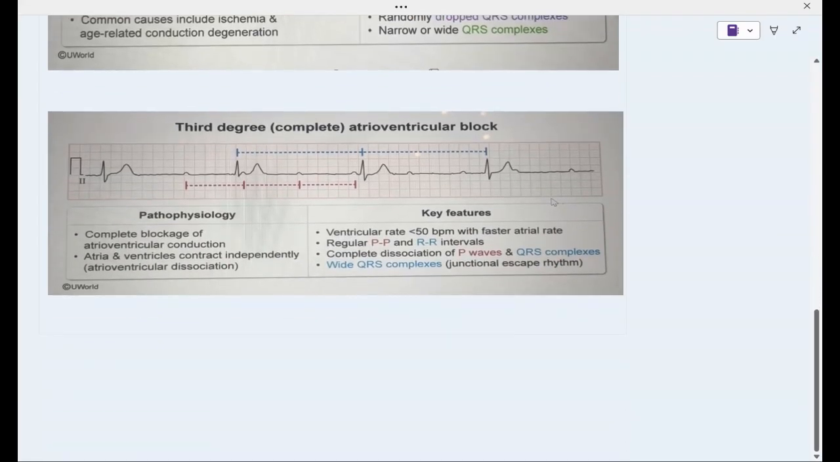Okay. Now we have third degree, that is complete AV block. Here there's a complete blockage of the atrioventricular conduction, so the atria and ventricles contract independently of each other. So there is an atrioventricular dissociation. The ventricular rate is usually less than 50 beats per minute, and the atrial rate is fast. The PP interval is regular, the RR interval is regular, but there is complete dissociation of the P waves and QRS. So there is no relation between the P waves and the QRS complexes. QRS complexes can occur without a P wave before them, and P waves may not always be followed by a QRS complex. Very important is that the QRS complexes are wide, because it's a junctional escape rhythm. That is why the QRS complexes are wide.